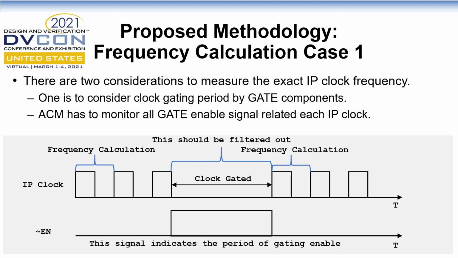We should avoid frequency calculation while the clock is gating by monitoring the gating enable signal like the figure in this slide. So the ACM monitors all gating enable signals associated with each IP clock.